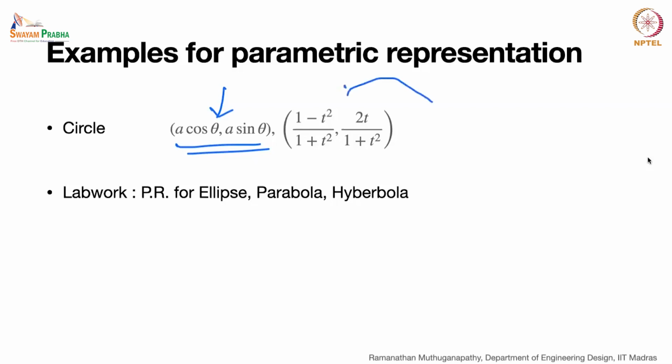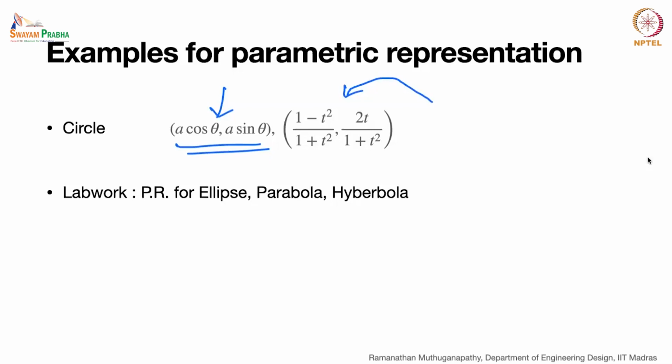But this form, you may not have seen this. Have you seen this form? This is also a parametric representation for a circle, not in terms of theta, but in terms of t, going from 0 to 1. You can try to derive that. I think many of you may not have seen this equivalent form of parametric representation.